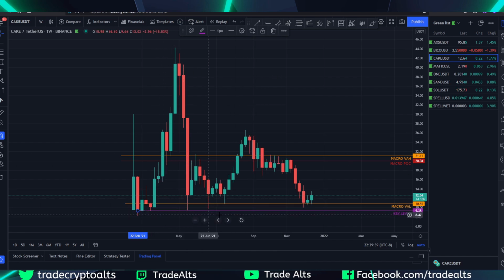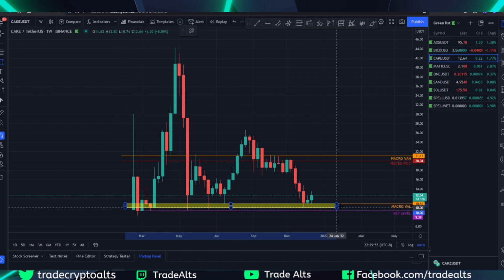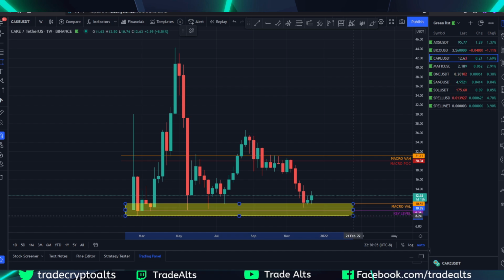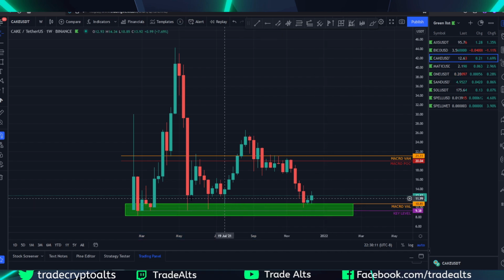Either way, you could leave it weekly, but I just like to highlight these regions on my chart to tell me that this was a really important level for some reason, right? It's as simple as this. Macro value area low, down to your key level. You can also include this wick if you want, which I think is fair, and I think I probably did that. Then I just make this into a support.